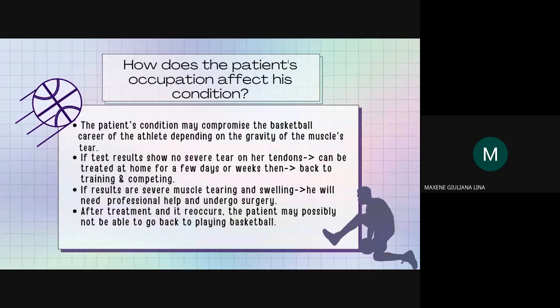How does the patient's occupation affect his condition? The patient's condition may compromise his career depending on the gravity of the tear and the pain felt. If the results show no severe tear on the tendons, then he may rest and be treated at home for a few days or weeks, then be able to go back to playing once his rotator cuff is fully healed. Although it must be noted that the athlete is already near the age of 40, which can mean slower regenerative process of the muscles. Therefore, if the results show severe muscle tearing, he must seek professional help and undergo surgery. After surgery, a long healing process is needed for full recovery. But after the treatment is given and it still occurs, the patient may not be able to go back to playing the sport.